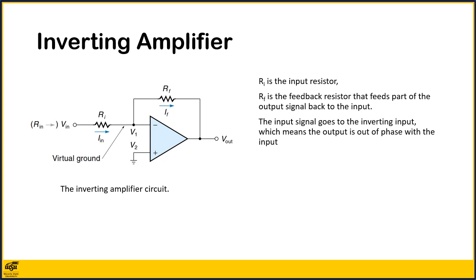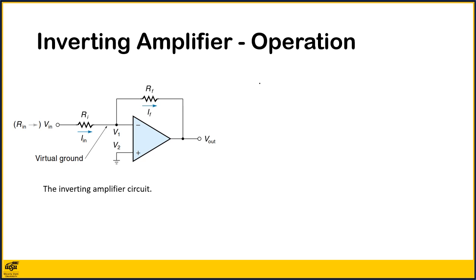This is an inverting amplifier because the input signal goes to the inverting input, which means that the output is out of phase with the input. The voltage gain is determined by the resistor values. An explanation of how the inverting amp works is as follows.